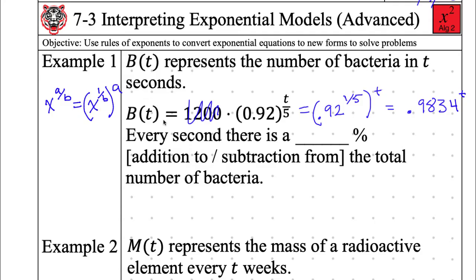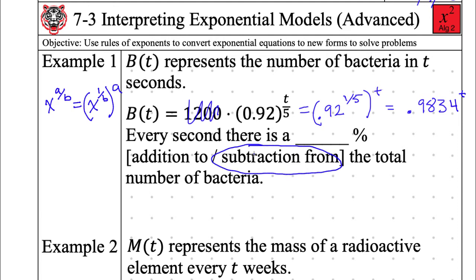Is this bigger or less than 1 for the base? Is it being added or subtracted to? Come on, you guys got this. India's already tried participating before. Beverly has her hand up. Other people? Beverly's the only one with her card up. Go, Beverly. Yes, it is subtracted from because it is less than 1.